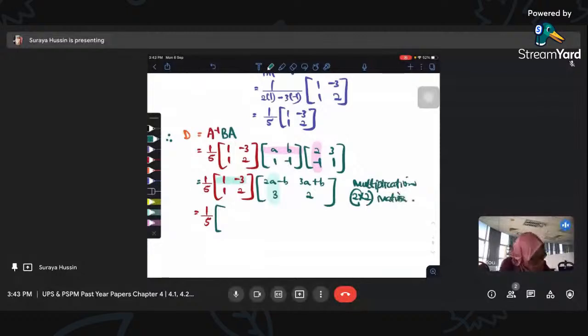So now your job is 2A minus B minus 9. Here is 3A plus B minus 6. Here is 2A minus B plus 6. And here is 3A plus B plus 4. Okay. Wow, miss, everything is in terms A and B.